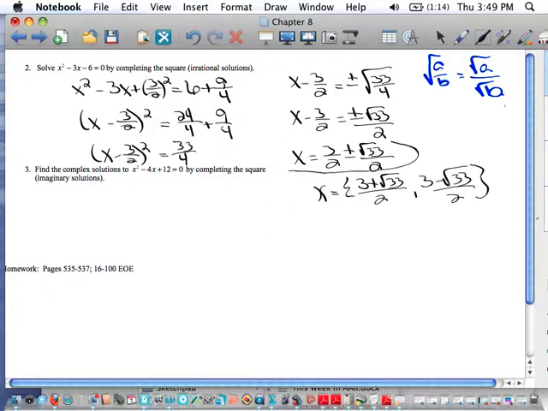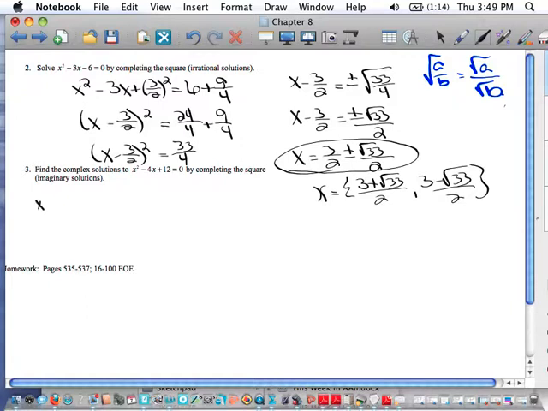You can leave it just like this if you wish. But you should recognize that there are two solutions. Those are the 2 points that this parabola crosses the x-axis. And there are 2 irrational solutions. Number 3 has only imaginary solutions. So let's take a look at this.